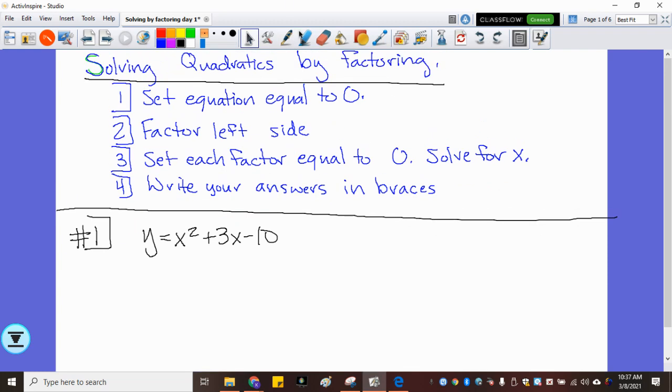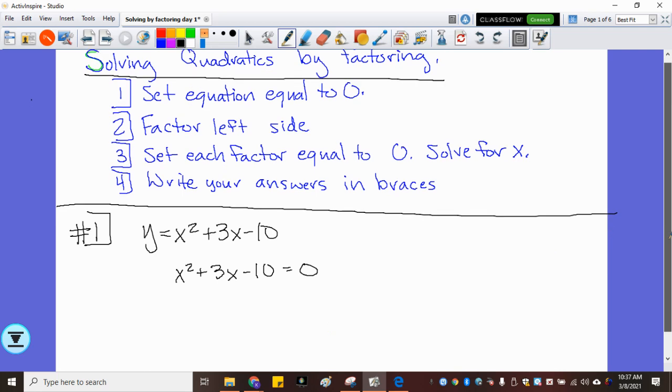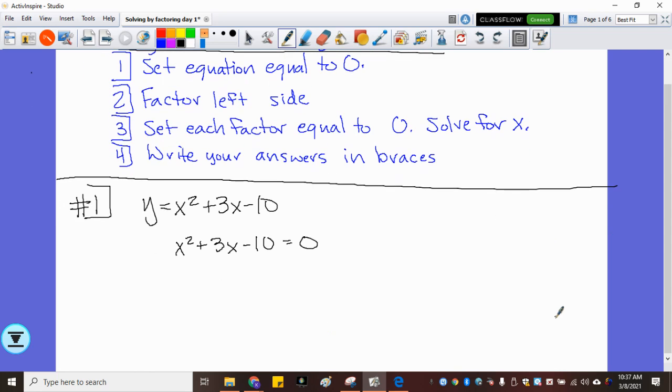Now let's practice factoring. If you remember factoring, then you should be good for today. So instead of y equals, we want to set it equal to 0, and then we ignore the right side completely. And so we'll do our box method.